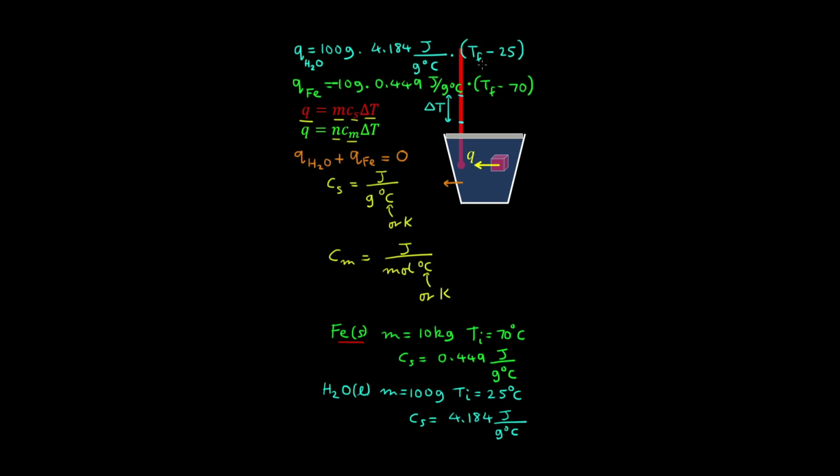And you can use this to solve for the final temperature, where this should be closer to the temperature of the water, which has a higher specific heat capacity, meaning it's harder to change its temperature, and also having a higher mass is going to result in the final temperature being closer to that of water, which I'll leave for you as an exercise.